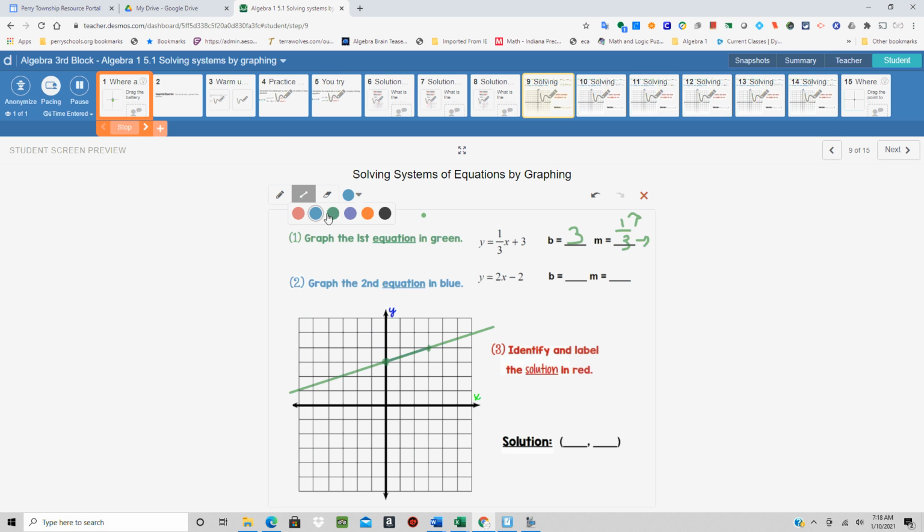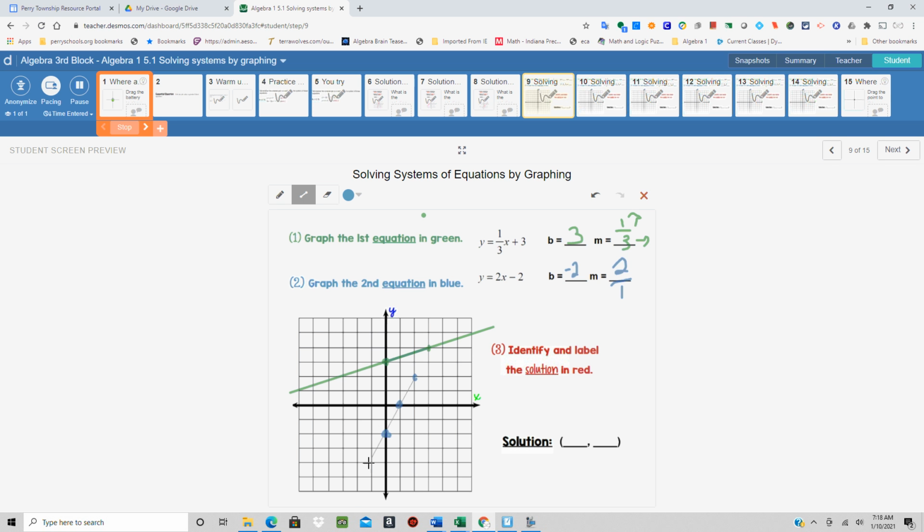Now the next one, I want to do that one in blue, I'm sorry. And my y-intercept right there is negative 2. My slope is 2. I'm going to make that 2 over 1 because I like to deal with a fraction. So start with your y-intercept. That's where you begin. I'm going to go up 2, right 1. Up 2, right 1.